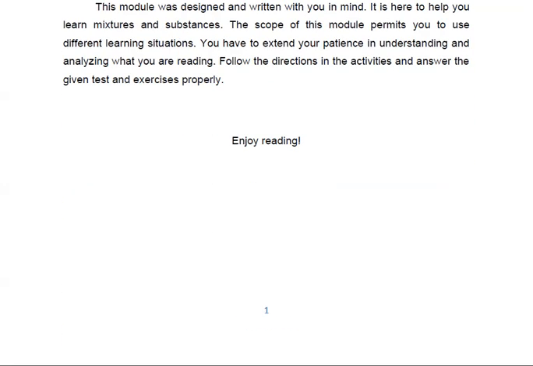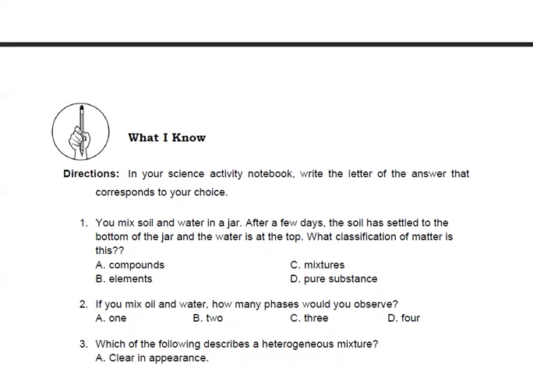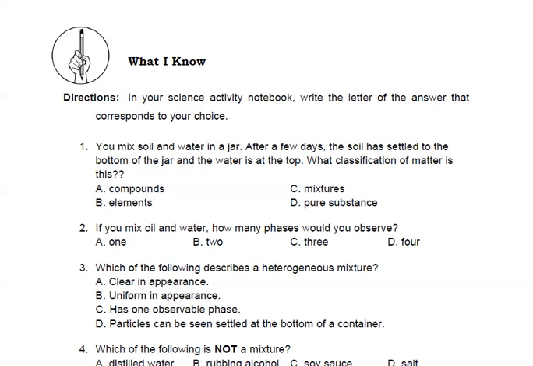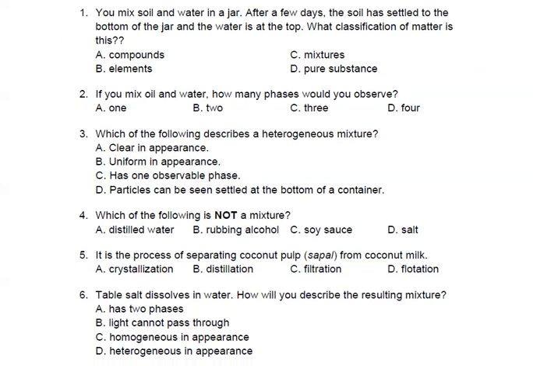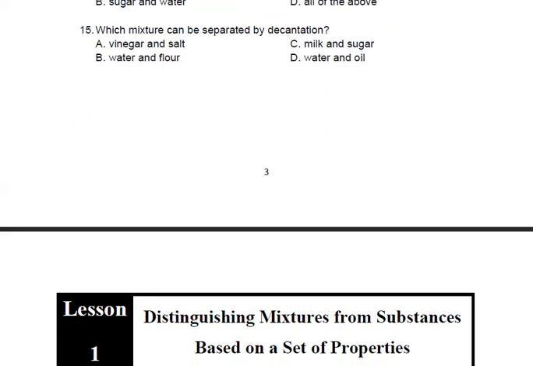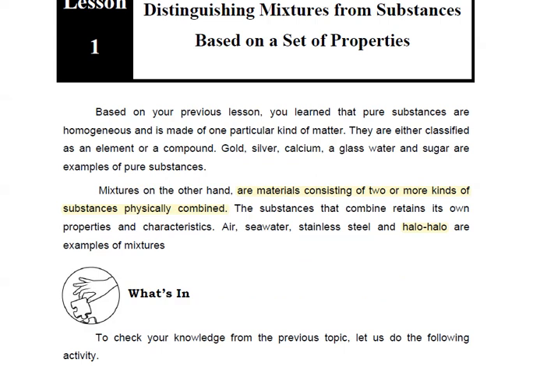Alright? So first, you have to answer what I know. This is 15 items. So just sulat lang nato sa atong yellow pad 1 to 15 and then answer directly in capital letters. Okay? After doing that, basahon na din nato ang atong lesson 1 which is about mixtures and substances.